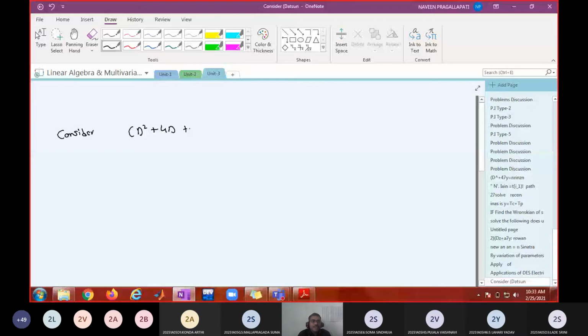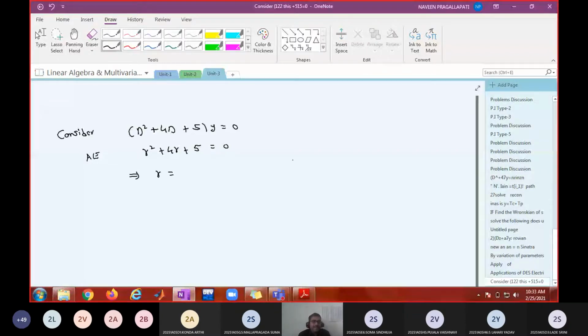So what is the auxiliary equation? r square plus 4r plus 5 equal to 0. So please find out the roots. You can see the discriminant is less than 0. Therefore you are going to get complex roots.